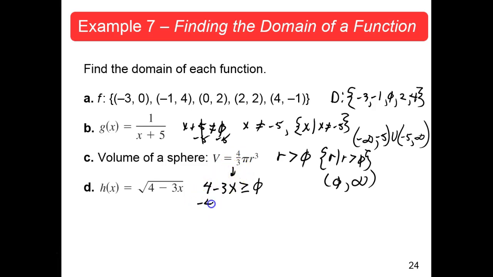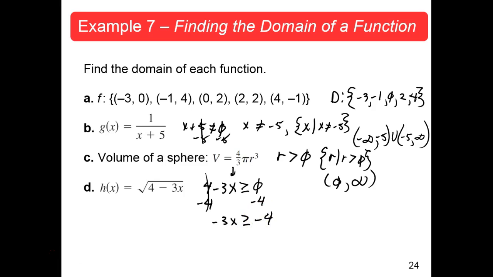Subtract 4 from both sides. That's perfectly legal. Anytime you have a directional inequality, you can add or subtract positive or negative numbers from both sides. You do not change the sign or the direction, the meaning of that inequality. So leave that alone. This adds to 0. This will be a negative 3x is greater than or equal to negative 4. Good so far. What's next?